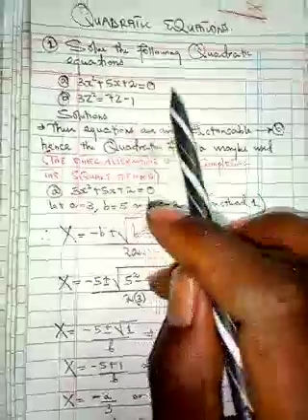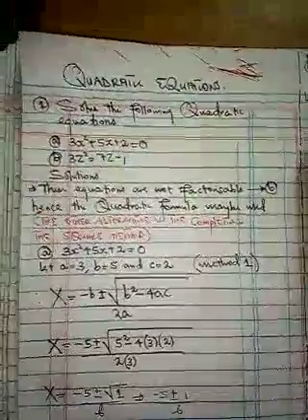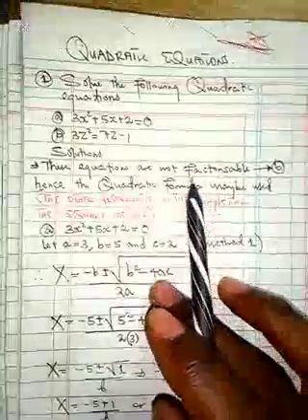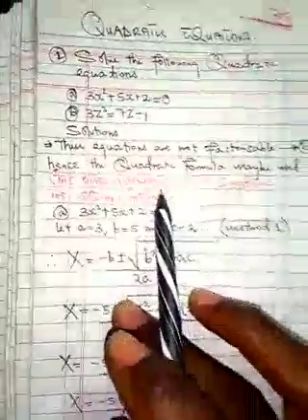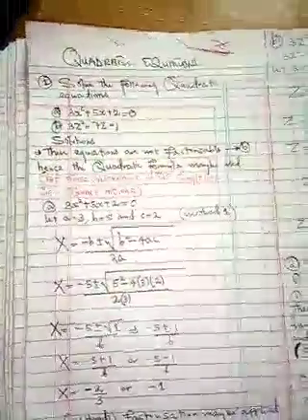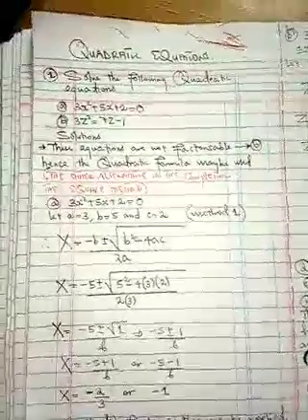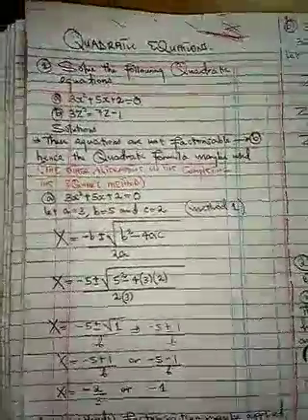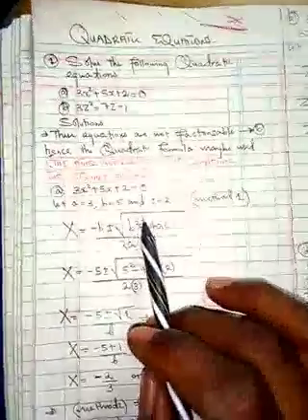And I will explain why it is not exactly factorizable. So the equations are not factorizable, hence the quadratic formula may be used in this problem. The other alternative is the completing square method, like I showed you when listing the methods we normally use when solving quadratic equations, which I'll show you in some other tutorial videos.